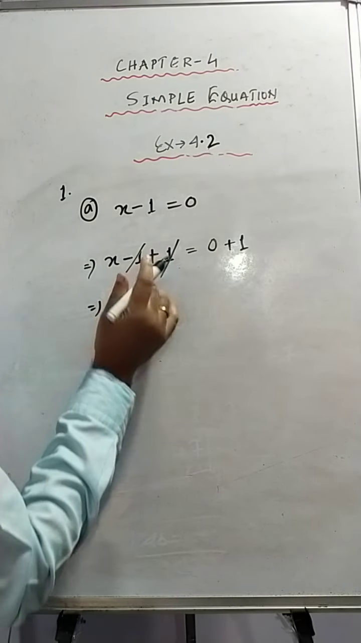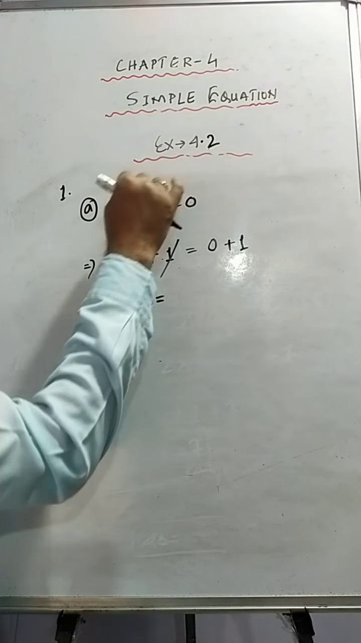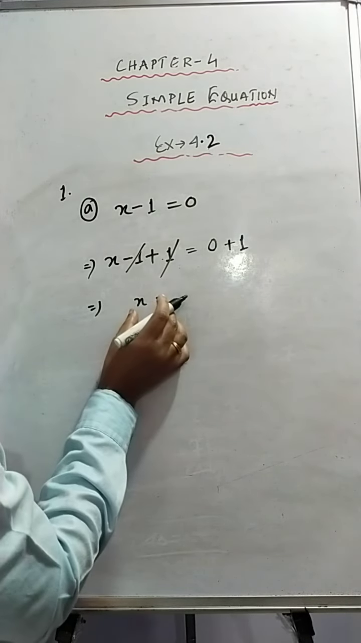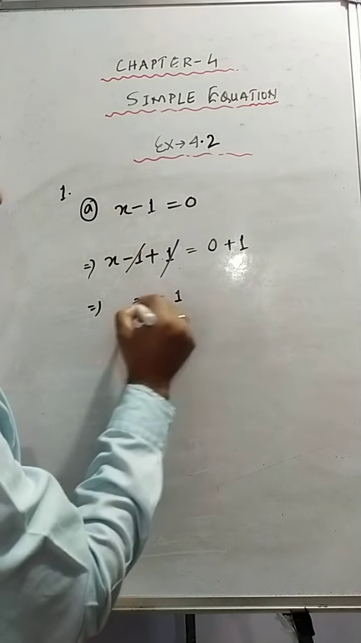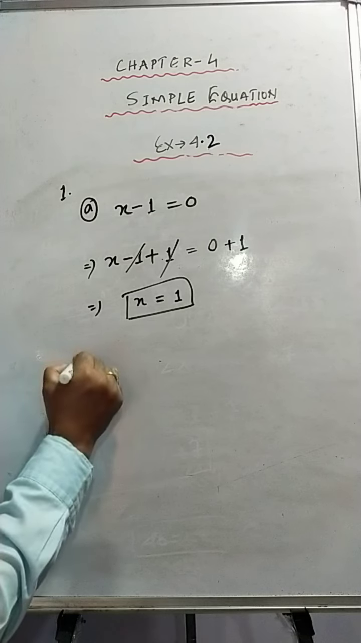So now on the left hand side only x will remain. So that will be your main objective. Remove everything from x. So x would be equals to 0 plus 1 is what? 1. So this is your required answer.